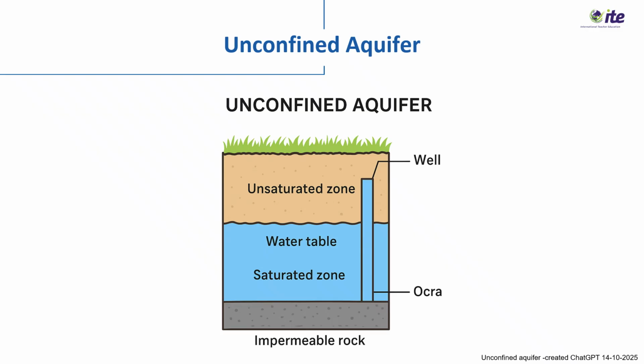An unconfined aquifer, also called a water table aquifer, is a layer of permeable rock, sand, or gravel that holds and transmits groundwater. It is directly open to the atmosphere through the porous materials above it, so the water level in wells equals the water table.